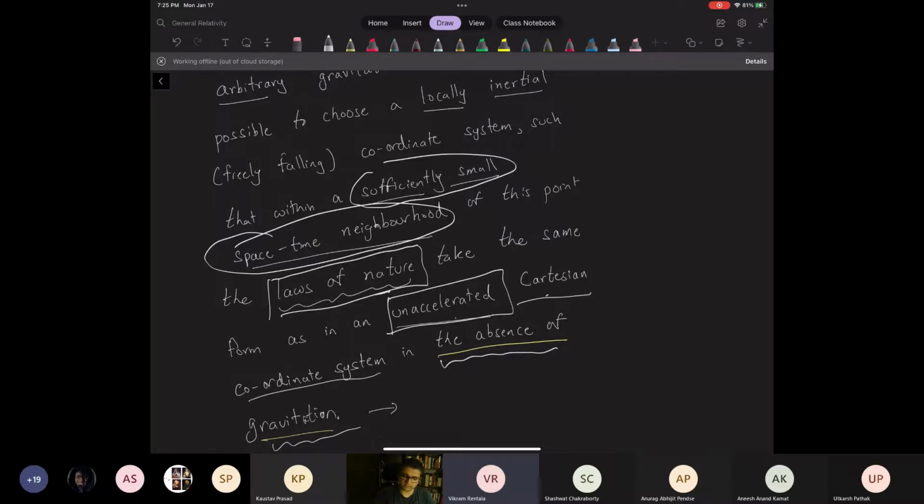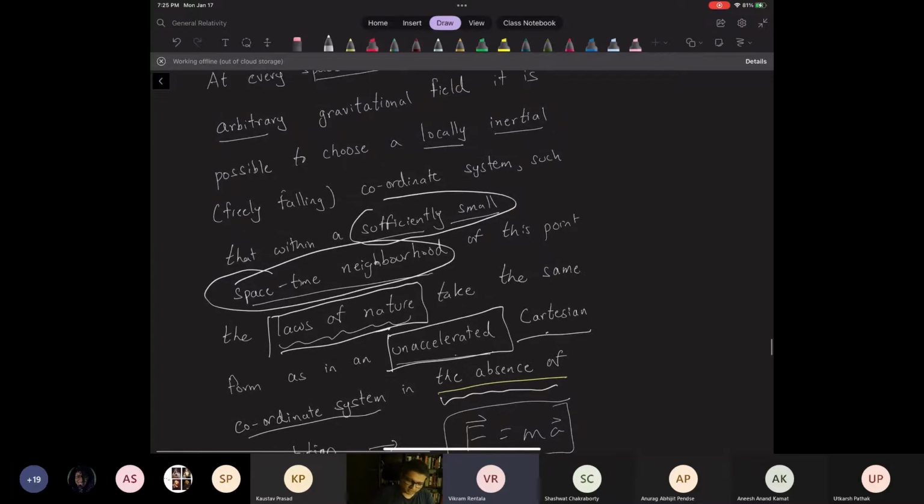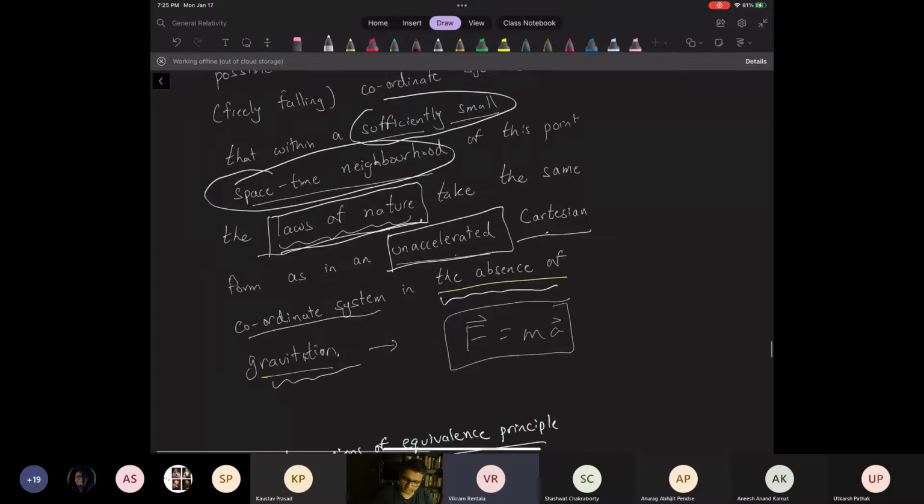If we take the laws of nature to mean Newton's second law, then we're saying that for the forces you experience on every object that you test on, you would find Newton's second law to hold. So one example of the laws of nature is F equals ma, and they take the same form as in the unaccelerated Cartesian system, in the absence of gravity. So there are no gravitational forces included here. Every force except gravity is included on the left-hand side.